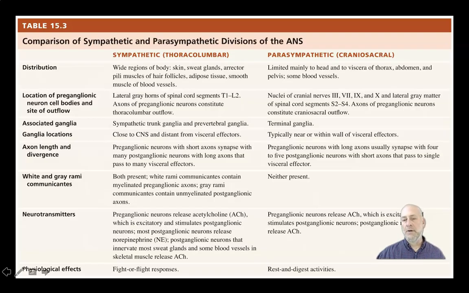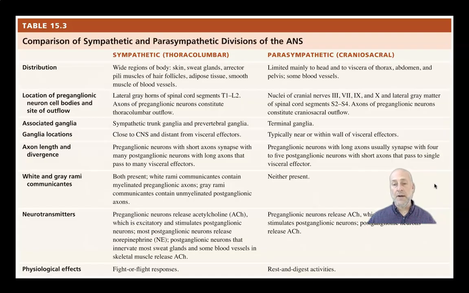And here's the table. Read it and celebrate. Don't read it and weep. Read it and celebrate, because this has everything. Great study guide right here. Sympathetic on the left, the thoracolumbar. Parasympathetic on the right, the craniosacral.